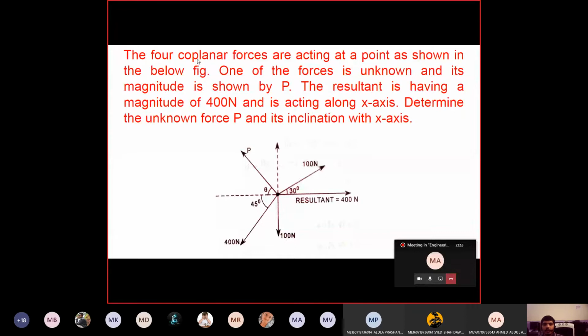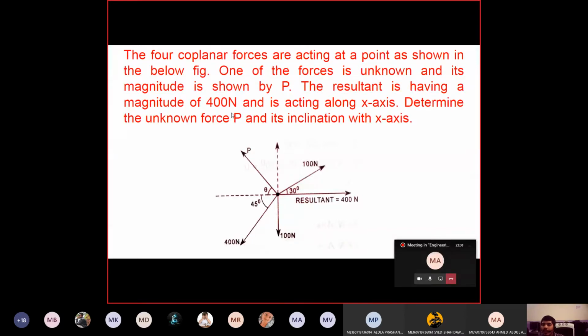Four coplanar forces are acting at a point as shown in the figure below. One of the forces is unknown. See this force P, okay? This P force we don't know. What is the magnitude of this force? One of the forces is unknown and its magnitude is shown by P. Is it clear?